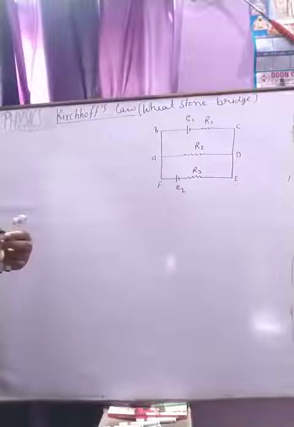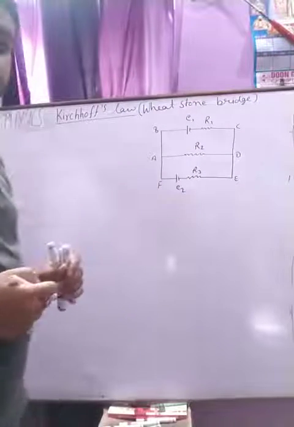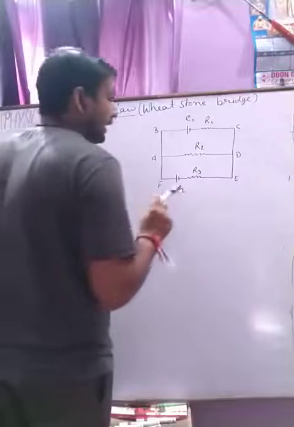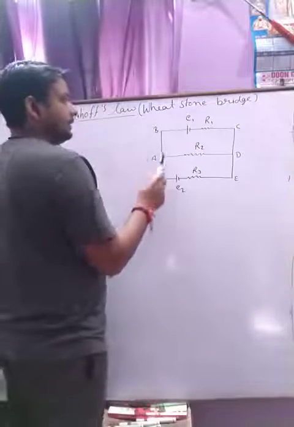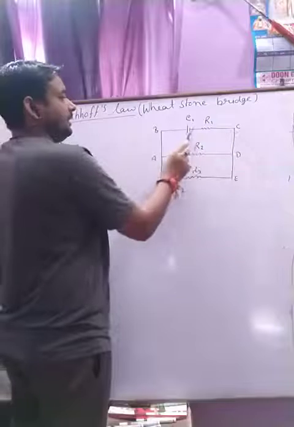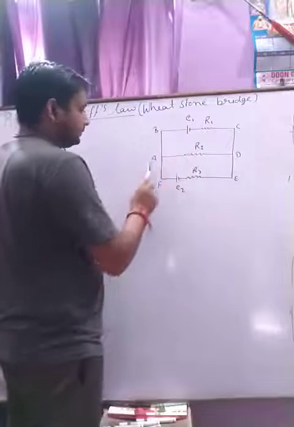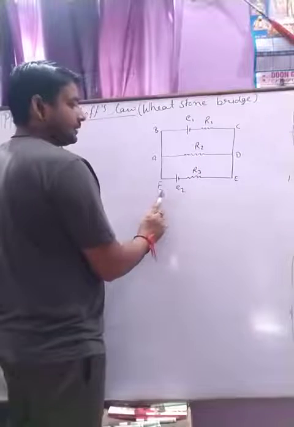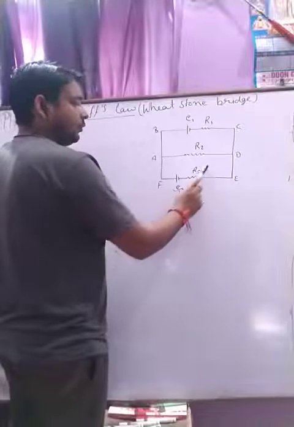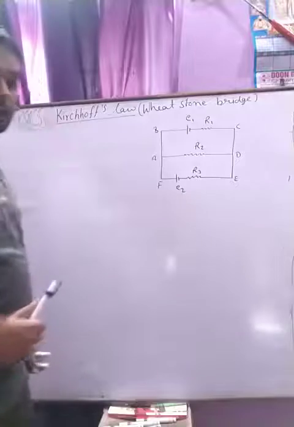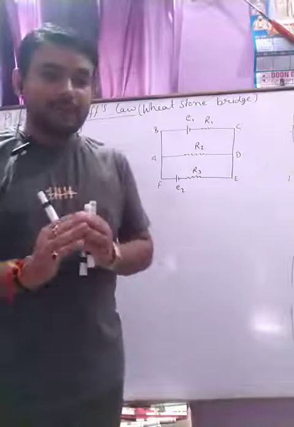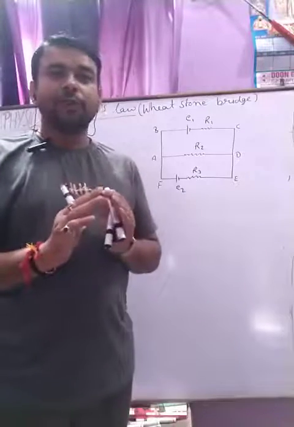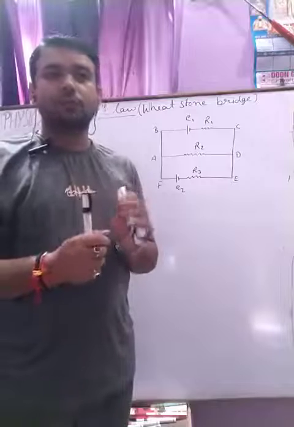Okay, students, we have this diagram in which the elements are arranged: in the branch BC, E1 and R1; in the branch AD, R2; and in the branch EF, E2 and R3. We learned in the last class how to apply Kirchhoff's second rule.